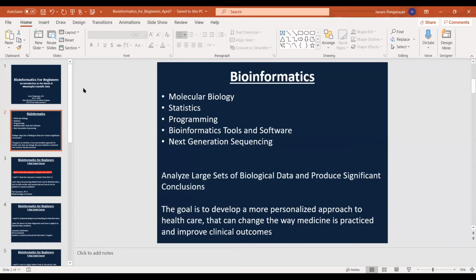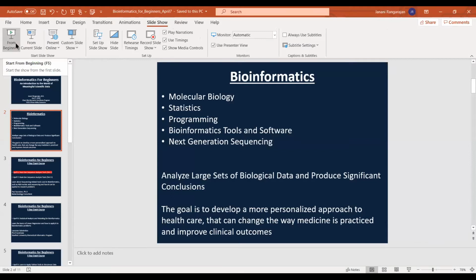So our goal is to analyze large sets of biological data and produce significant conclusions from it. This really helps us come up with some vaccines and a cure for a lot of diseases.